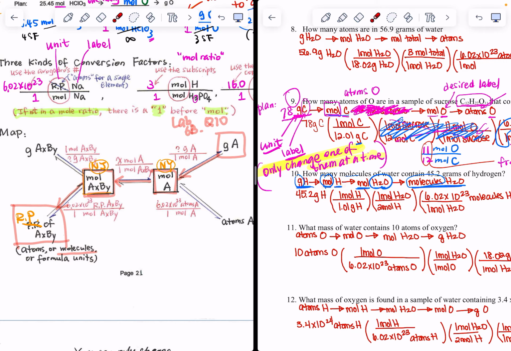Now, after you get to New Jersey, then you can go to different places. And for this question, it asks for molecules. So you are changing the unit again, but keeping the label the same. So this is method number 1. You're changing one thing at a time in setting up the unit. Method number 2, you use the map and you determine the path and you copy it down for the plan.